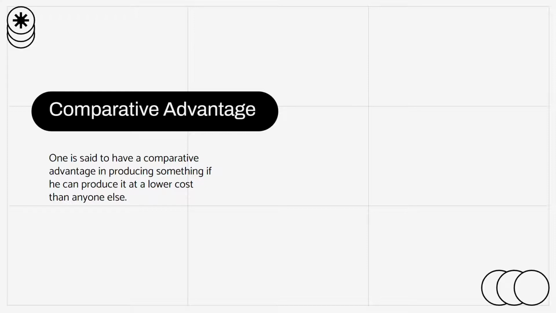So, for example, if for every 2 fans I produce, I can only produce one charger, and another guy can produce 3 fans for one charger, then every time he produces a charger, he's giving up 3 fans, and I'm only giving up two. So he might have an absolute advantage in fans, but I have the comparative advantage because I'm giving up less of a fan every time I make a charger, if that makes sense.